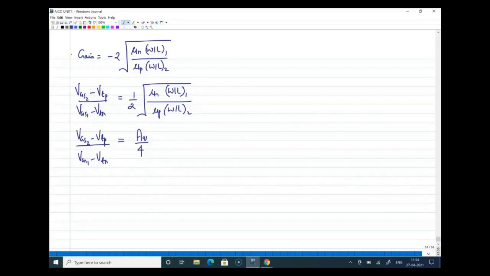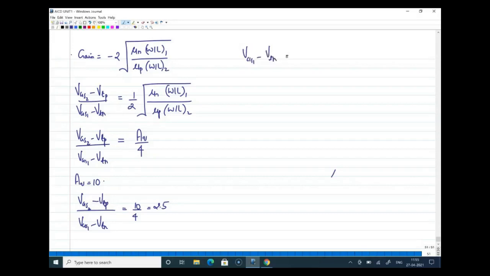And I think the rest is self-explanatory because previously the ratio of overdrive voltages was exactly equal to gain. But in this case, it is gain divided by 4. So if I am considering the same example of gain as 10, now the ratio of overdrive voltages, VGS2 minus VTP divided by VGS1 minus VTN, is equal to 10 by 4, which is equal to 2.5. So if I consider VGS1 minus VTN as the same value, 200 milli, now your VGS2 minus VTP will be 2.5 into 200 milli, which is equal to 500 millivolts.